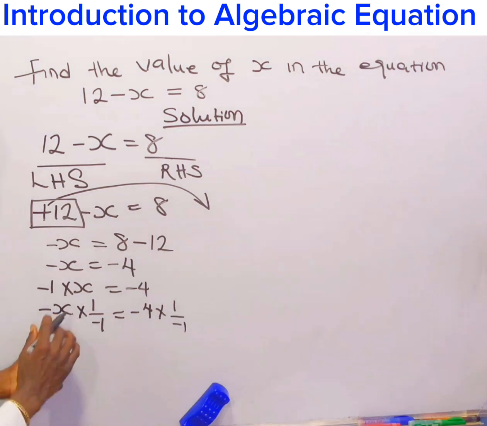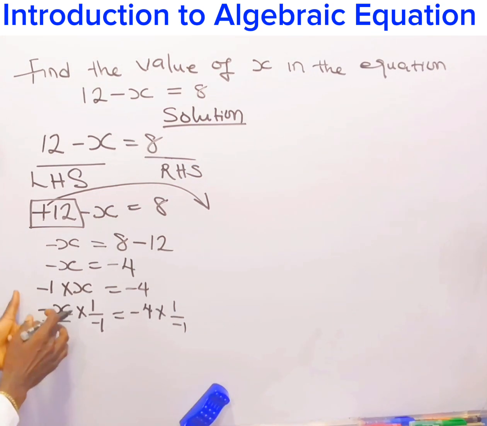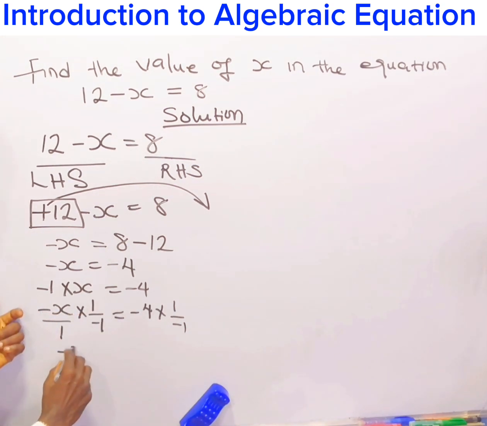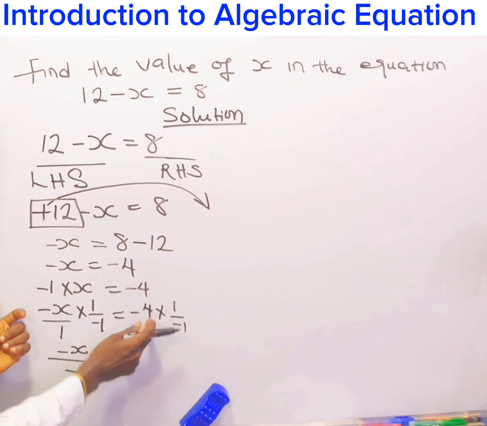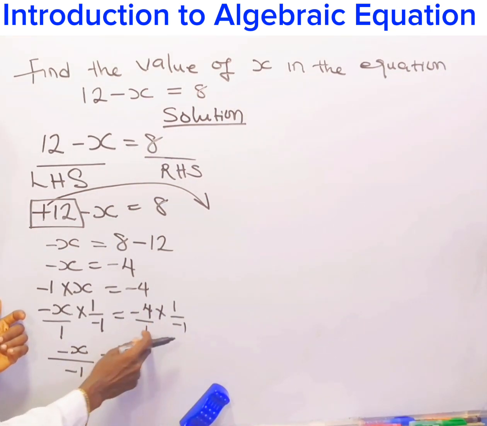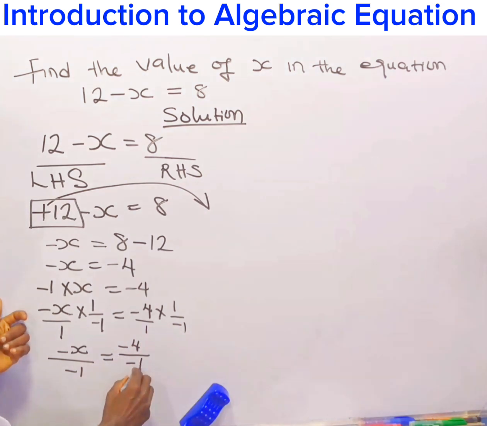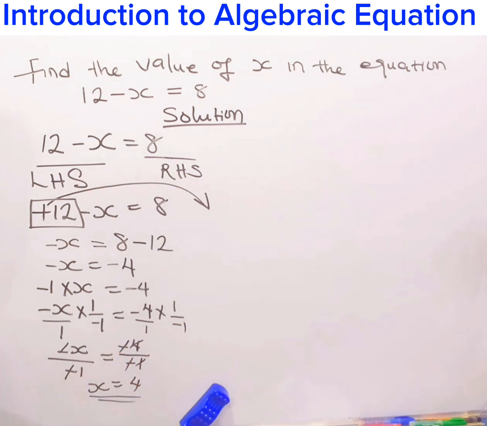Now, -x is the same thing as -x over 1. So -x times 1 gives us -x over 1 times -1, which is -1, equals -4 times 1, which is -4. And -4 is the same thing as -4 over 1. So 1 times -1 will also give us -1. Now, negative sign cancels negative sign. x over 1 gives us x, equals 4 over 1, which is 4. Negative sign cancels negative sign. Our x is equal to 4.